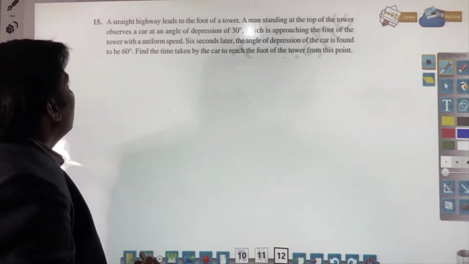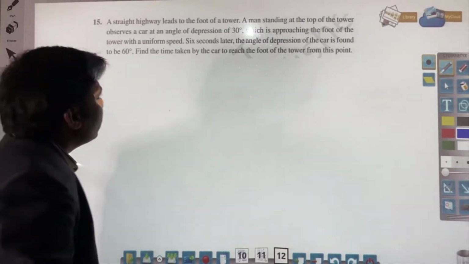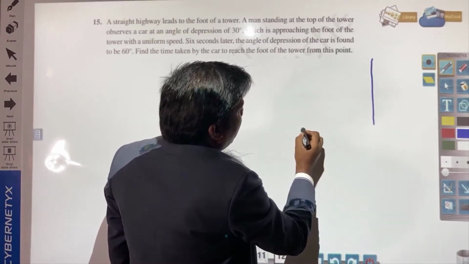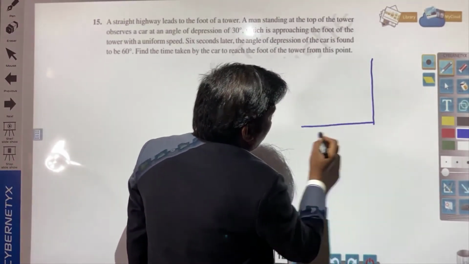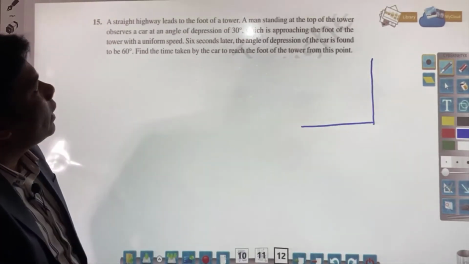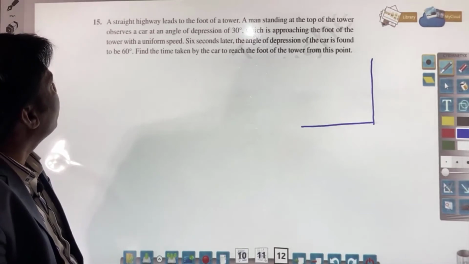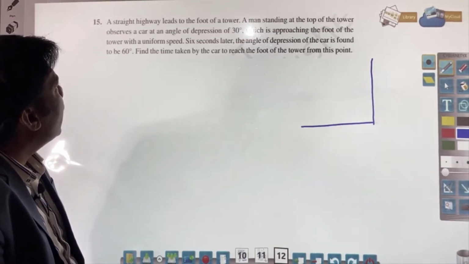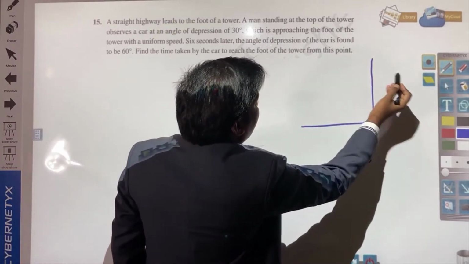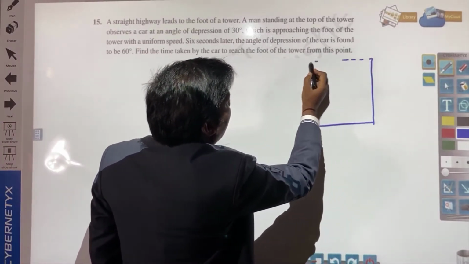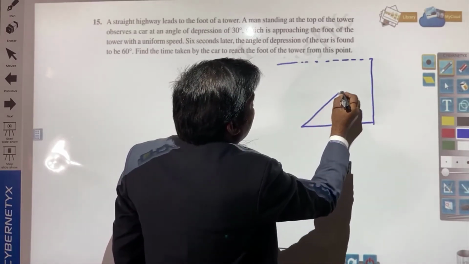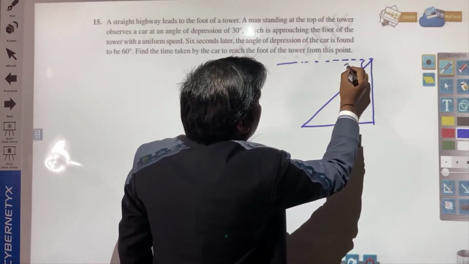Here you see, a straight highway leads to the foot of a tower. Suppose this is your tower and this is your highway. So towards the foot of the tower, the road is passing through. A man standing at the top of the tower observes a car at an angle of depression of 30 degrees. Suppose from here, the top of the tower, the angle of depression at here is 30 degrees.